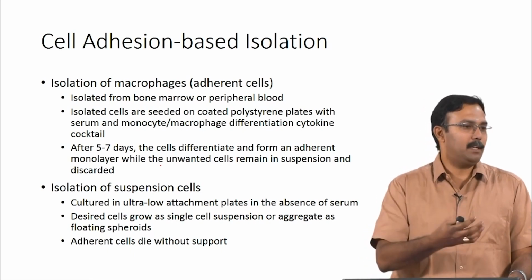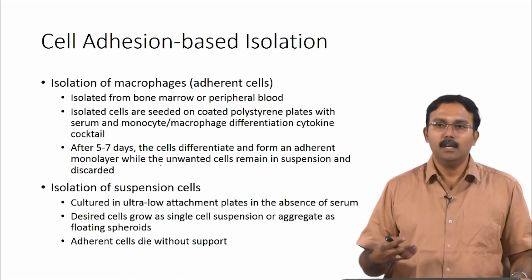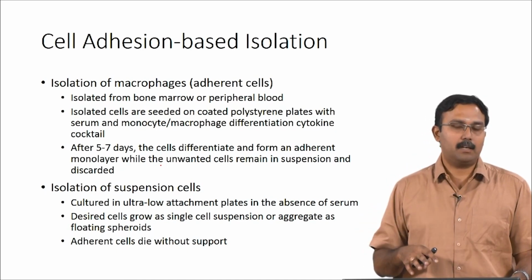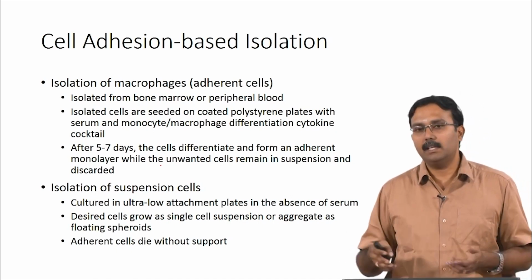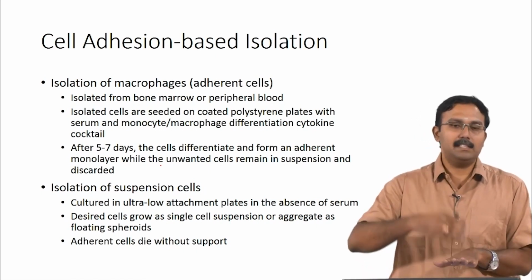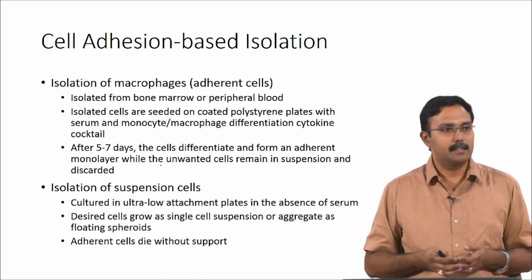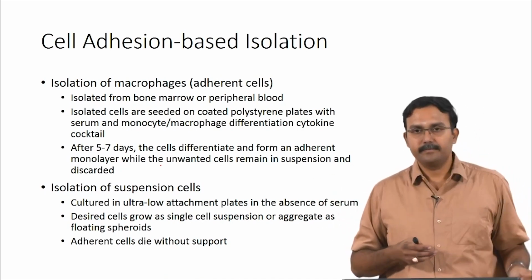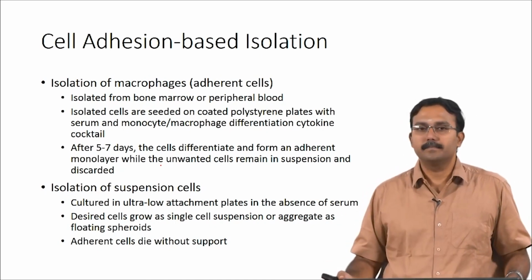So, whatever bone marrow you had, like the stem cells you had in the bone marrow or the peripheral blood, would have converted to form macrophages because of the differentiation cocktail, the cytokine cocktail, and then you have only the macrophages which are adhered to the surface. Everything else will be in suspension because the others are all blood cells, right. So, they are not going to adhere. This way you can get macrophages with reasonable purity.